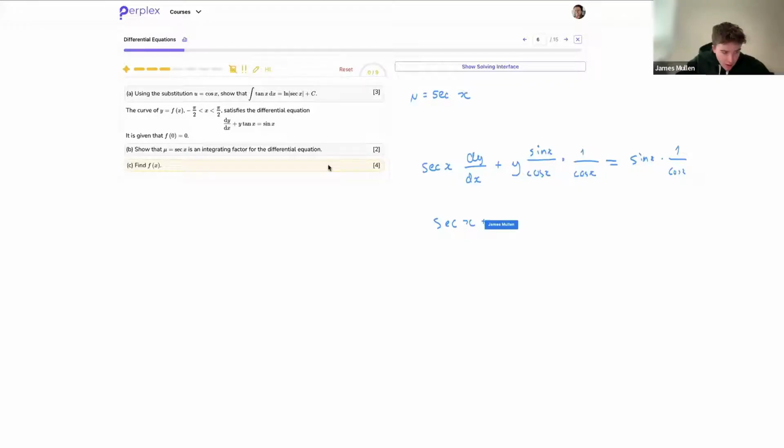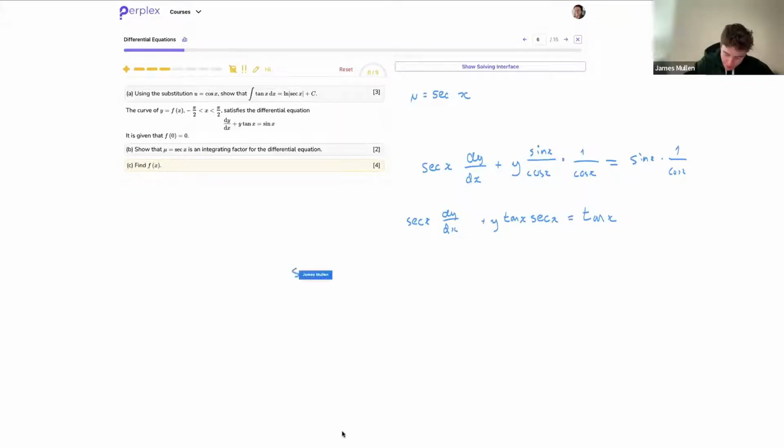I'm going to leave the middle term as it is. This one is y tan x secant of x. I shouldn't have expanded it. Secant of x is equal to, now I have sine x over cos x, and this is going to be tan x. And I forgot to put the dy by dx. It's secant of x times dy by dx.